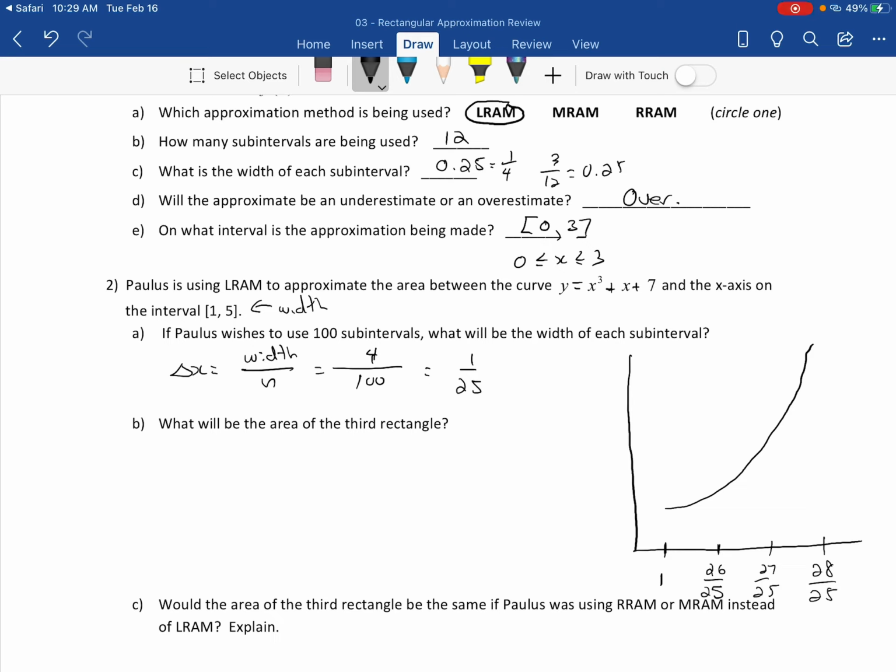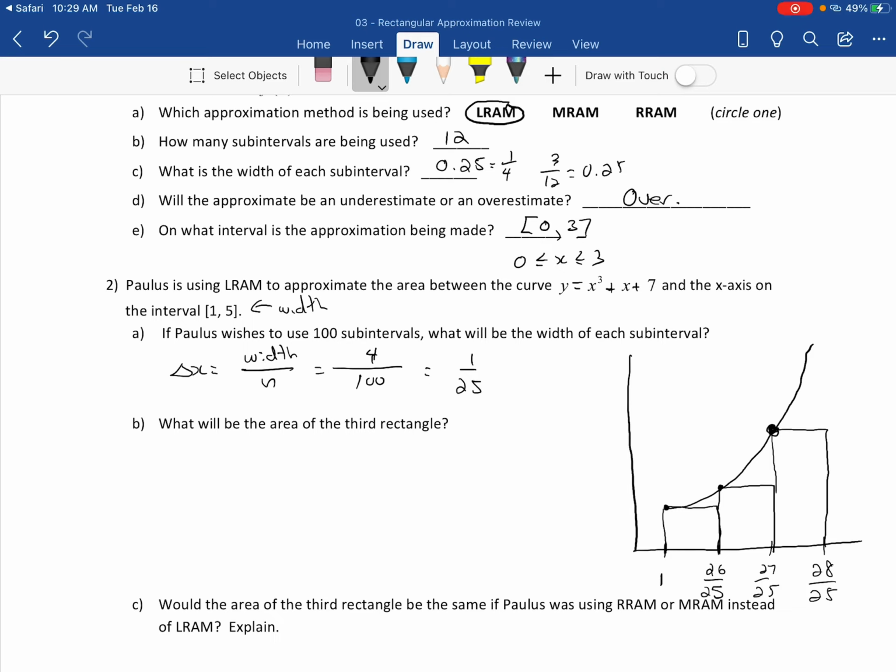So they want the third rectangle. The first rectangle would hook up there on the left side, and there would be my first rectangle. And I don't really care about that rectangle in this case because I'm looking for the third rectangle. Second rectangle would be evaluated there, and so there's the second rectangle. And then my third rectangle would be right there. Now I've narrowed down that third rectangle. So I guess I really didn't need 28/25ths, but maybe I didn't know that I didn't need that.